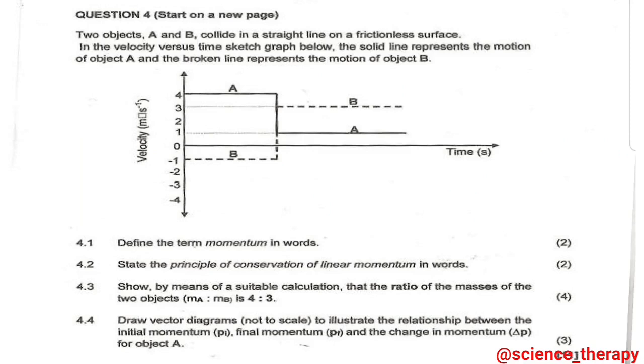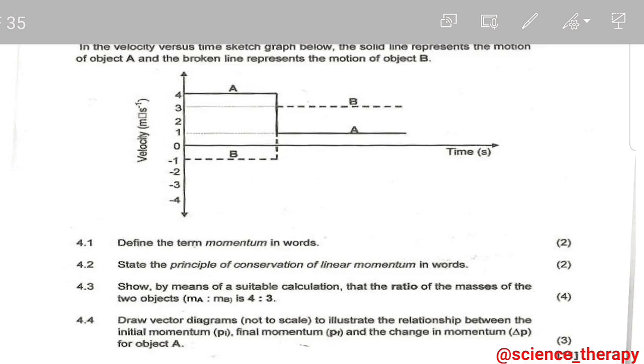Now we have 4.4. It says draw vector diagrams not to scale to illustrate the relationship between the initial momentum, final momentum, and the change in momentum for object A. Now for object A, this is what we're going to have. So for object A, we're going to say the momentum, what was the direction of the momentum of object A? So object A was going to that direction. So this is initial, right?